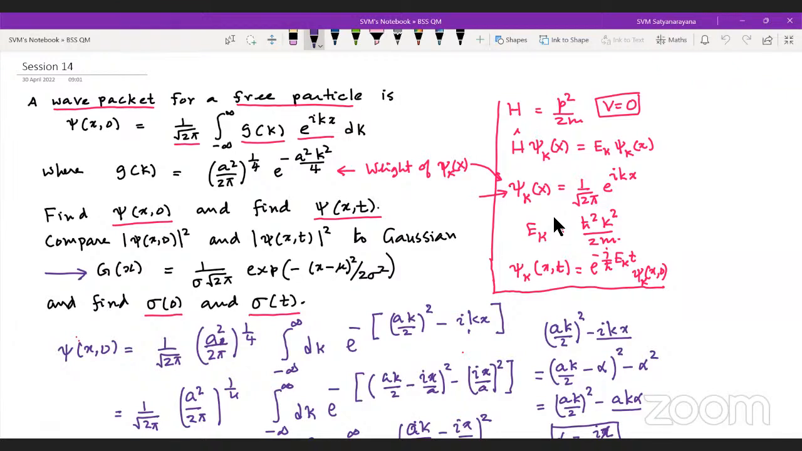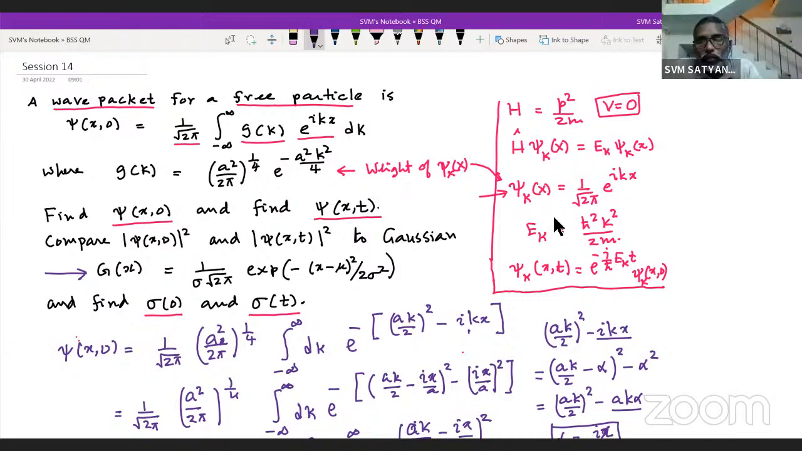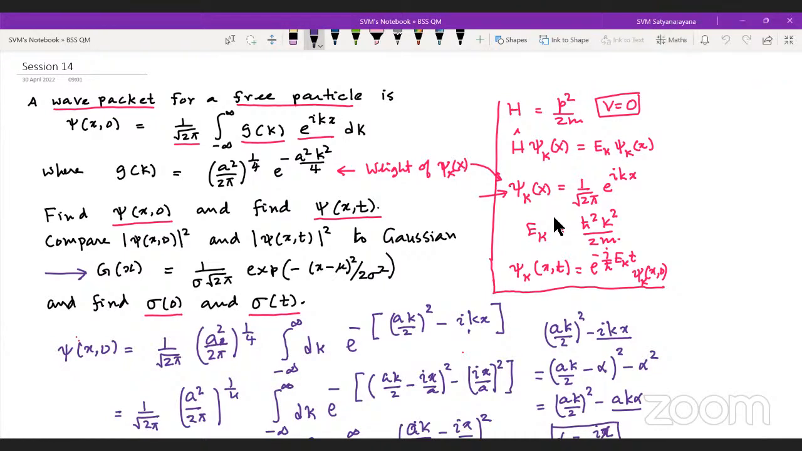Yes, sir. And sir, the Hamiltonian is a second order differential operator, so we should have two arbitrary constants, and the minus ikx term will also be there, because the free particle moves in both the plus x direction and the minus x direction. Correct, correct. So psi k of x and psi minus k of x both have the same eigenvalue. Okay, so it's degenerate. Correct, correct.